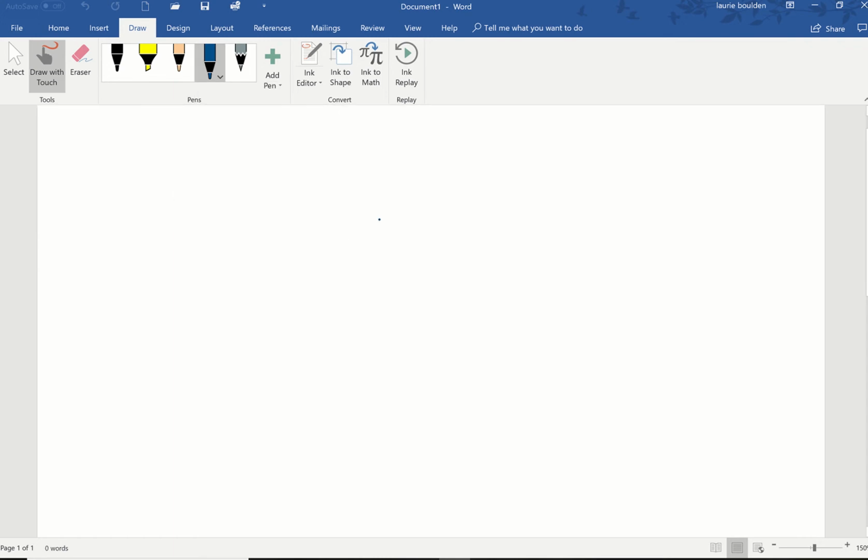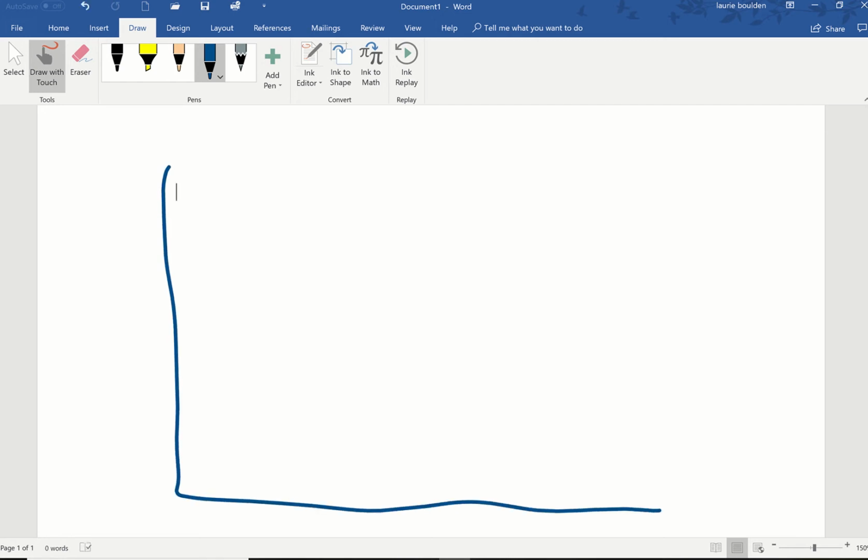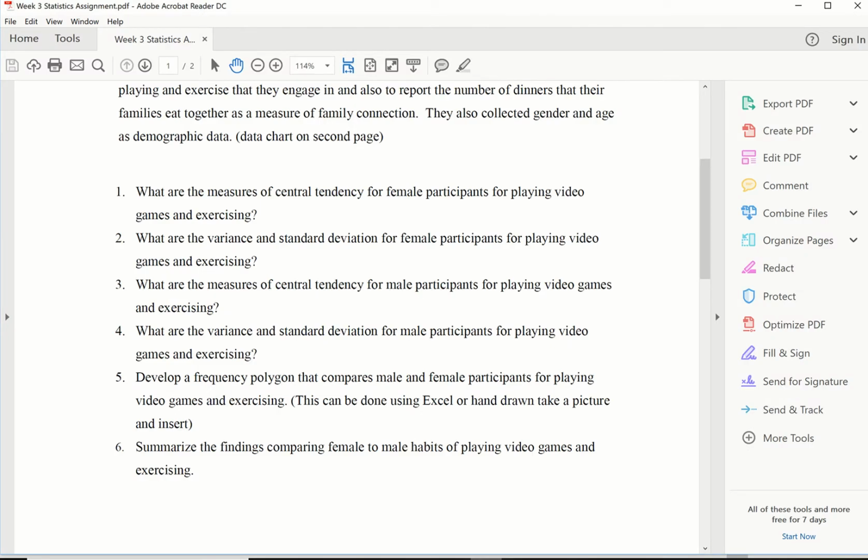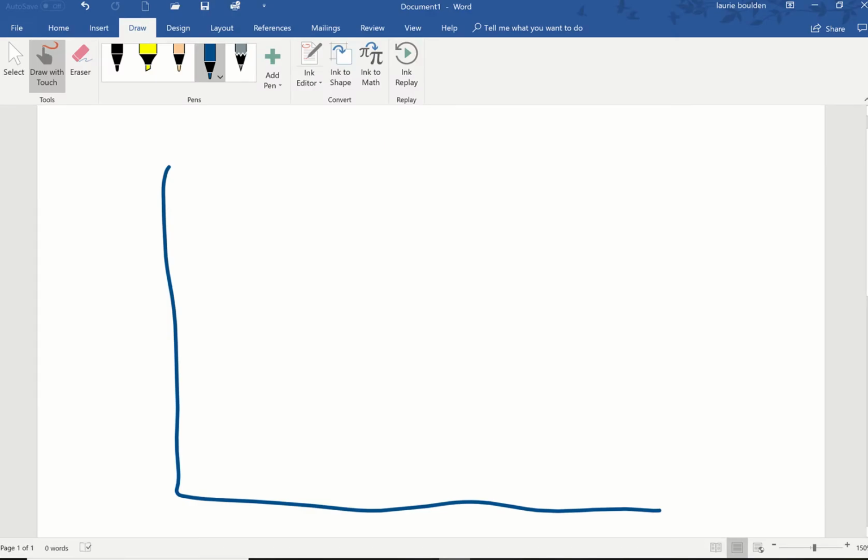All right, and so you'll see for the polygon table, you're going to start with a graph having the X and Y axis. And then notice we are looking for comparing male and female participants for playing video games and exercising. So one of our axes is going to be the exercising, and forgive my writing, I'm doing this with my finger. So we're going to put hours of exercise on this side.